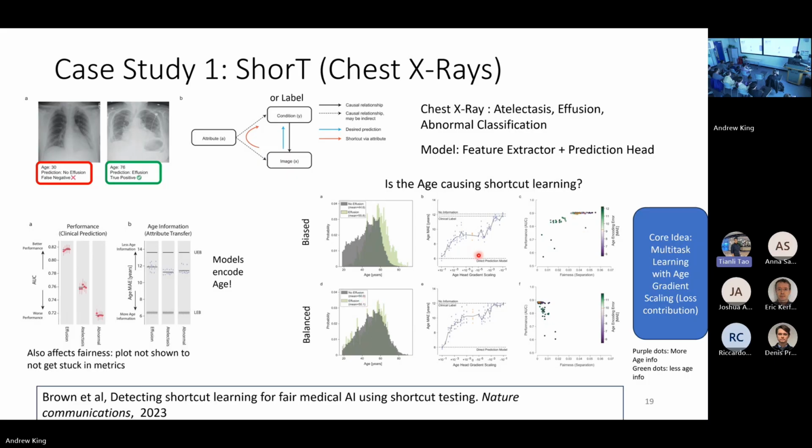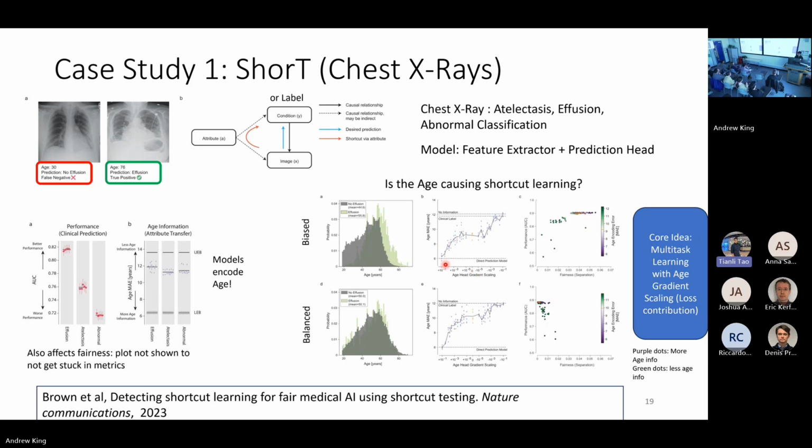They applied gradient scaling. It's basically a multitask setup. So the core idea is we have multitask learning where we are learning both the tasks, that is effusion or any other classification tasks, and then we are also having an age related head where we are trying to predict the age. So what they tested was, if we change or adjust the contributions of the learned gradient from the age classification part, how does this affect the age prediction of the overall model?